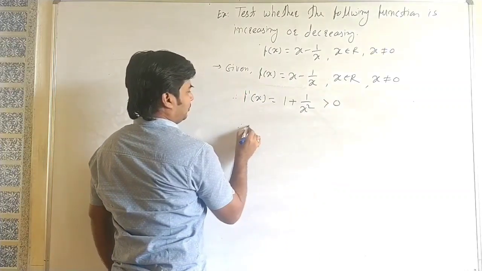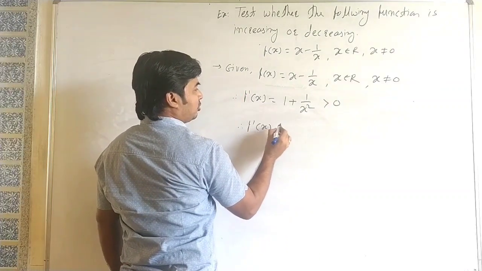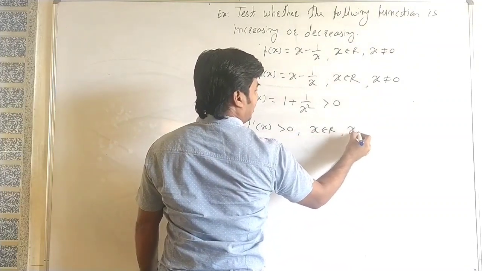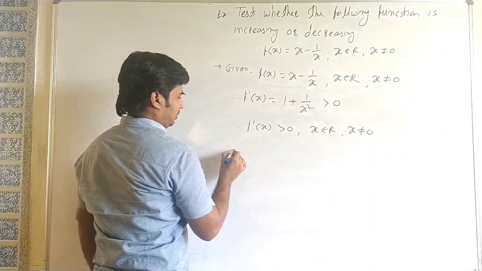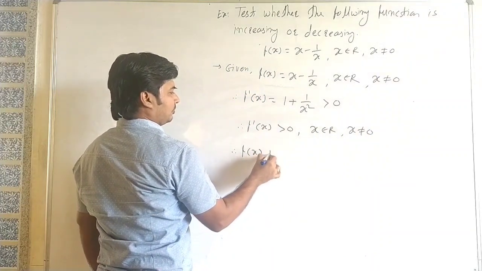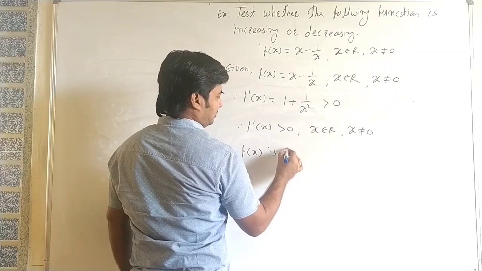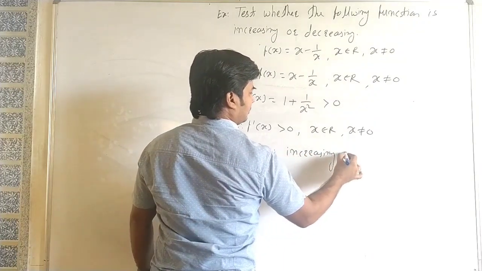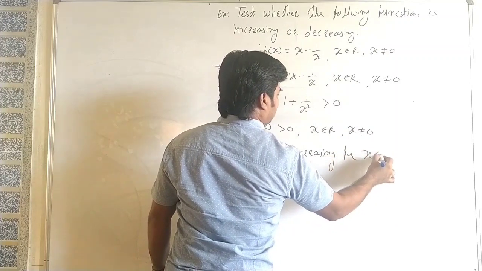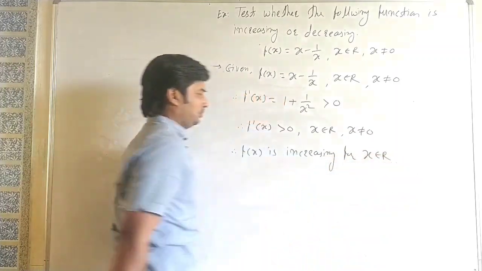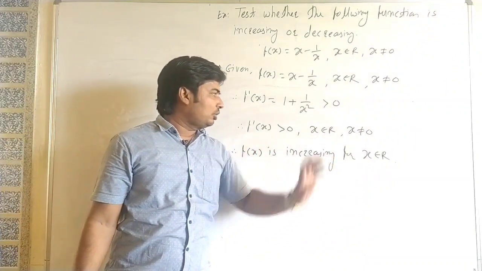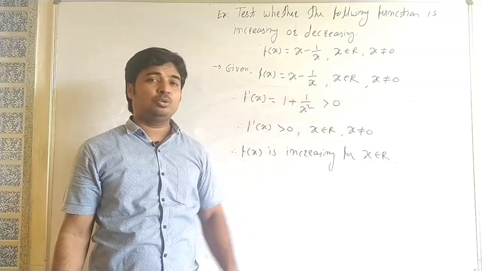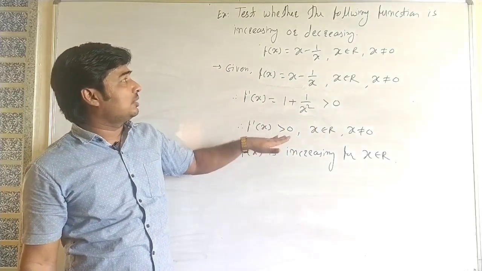Therefore f dash of x is greater than 0 for all x belonging to R when x is not equal to 0. Therefore f of x is increasing for x belonging to R. f dash of x is greater than 0, it is positive when x is not equal to 0. It is an increasing function.